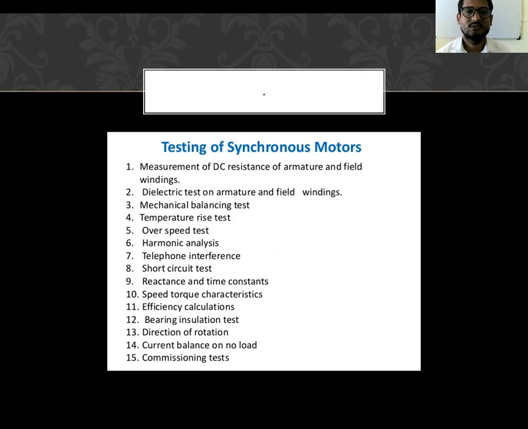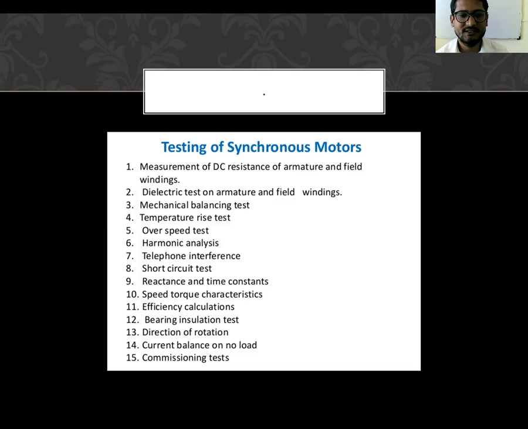So, the testing of the synchronous motor. The tests that occur in case of the generator, we have observed already. After that, we have to observe which tests occur on the synchronous motor. The first test is measurement of DC resistance of armature and field winding. Second is the dielectric test on armature and field winding. Then next is the mechanical balancing test. Then fourth is the temperature rise test. Fifth is the overspeed test. Sixth is harmonic analysis. Seventh is the telephone interference test. Eighth is the SC test. Ninth is retardation and time constant.